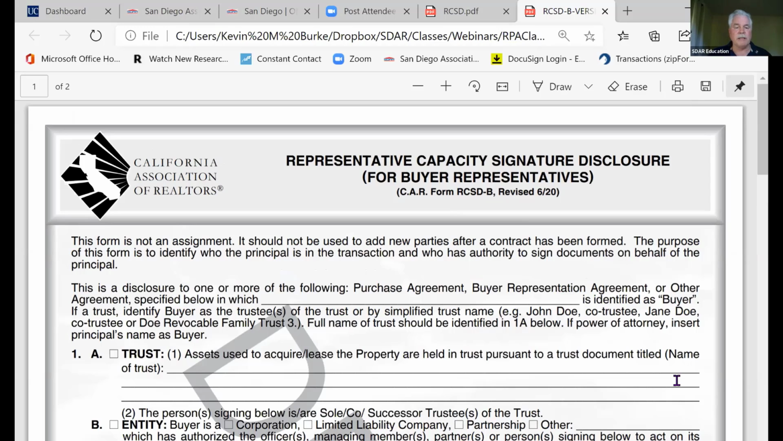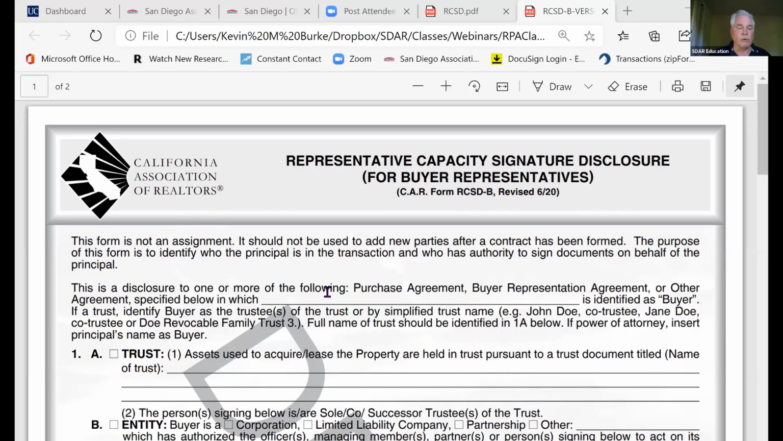So let's talk a little bit. So this is a disclosure. Let me pull up my annotator. This form is not an assignment. Okay, got a whole other form for that, assignment of agreement addendum. It should not be used to add new parties after the contract has been formed. This is for purposes of creating in the original agreement. The purpose is to identify who the principal is in the transaction and who has authority to sign documents on behalf of that principal. Again, when the principal is a non-natural person.